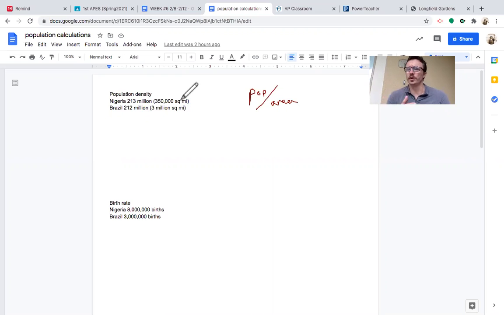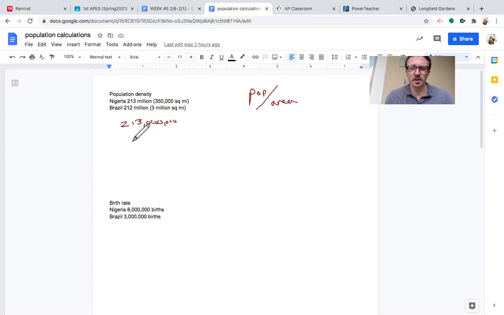And this might be useful in evaluating density-dependent factors like resources. What is the water availability, arable land availability? What's the space, right, per person? So to do this, we'll take their population, and later on in the semester, we'll work with scientific notation. It just makes the calculations that much easier. But for now, we're just focusing on applying data to the formulas.